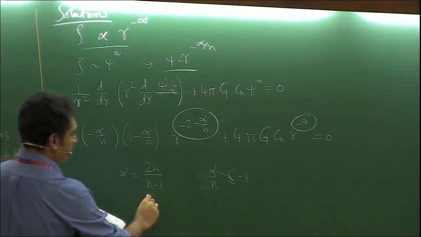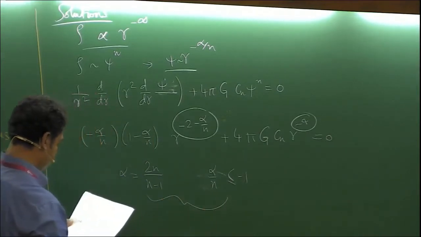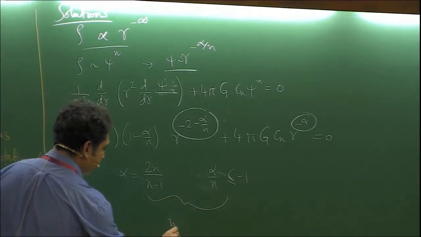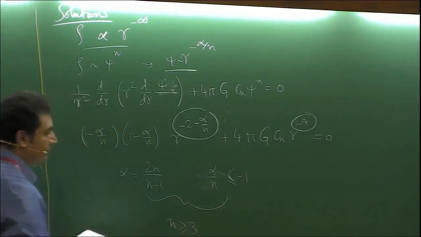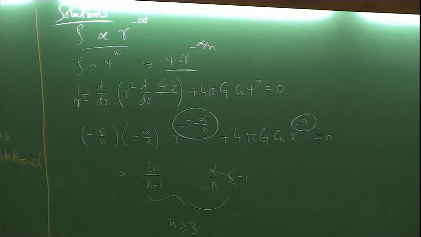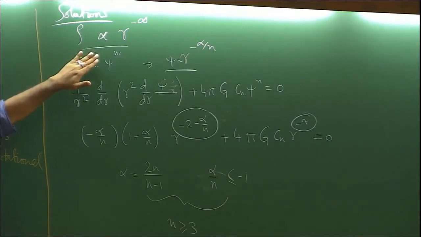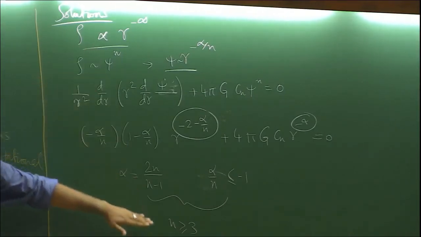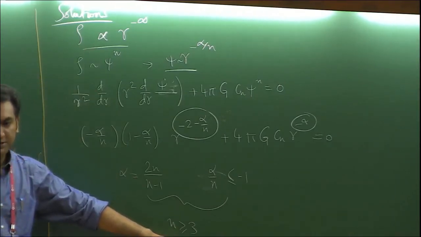And if you combine these two, then you get n must be greater than or equal to 3. So we already knew that n must be greater than half. And for density distributions that are only dependent on the distance, or r, from the center, you see that n must actually be greater than or equal to 3. Okay.